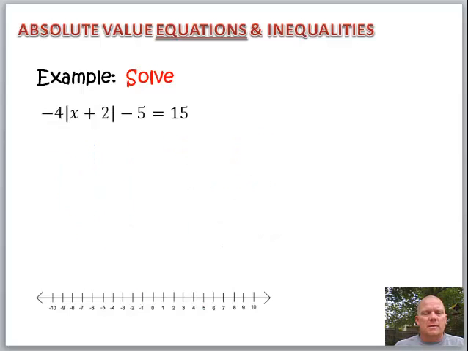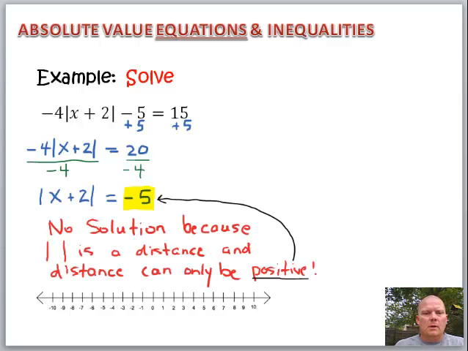Example 2 says negative 4 times the absolute value of x plus 2 minus 5 equals 15. Now remember, with this, you're going to have to solve for the absolute value first, and then you can work the absolute value problem out, okay? Go ahead and take a couple minutes to work this. When you get finished, go ahead and unpause the video and check and see how you did.